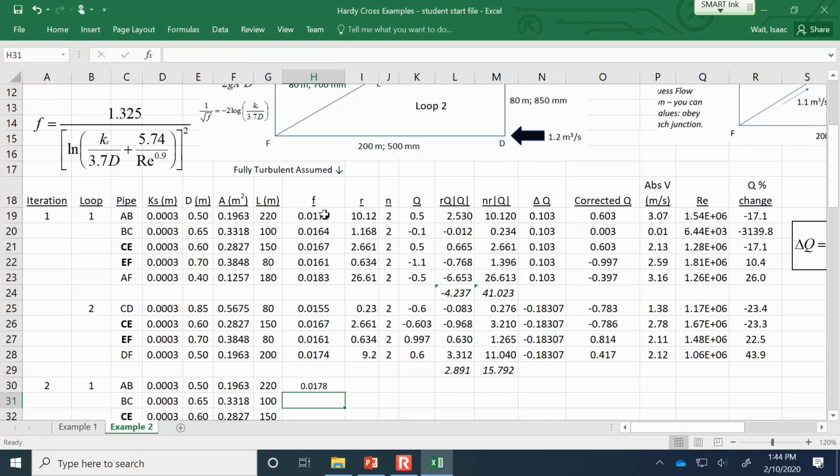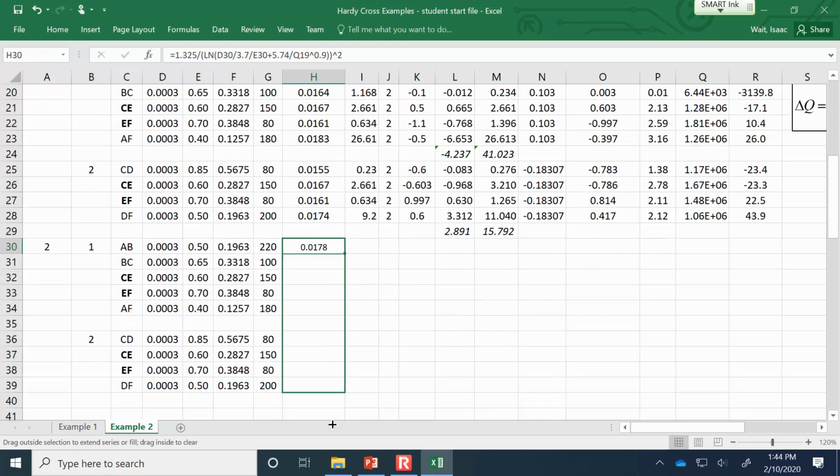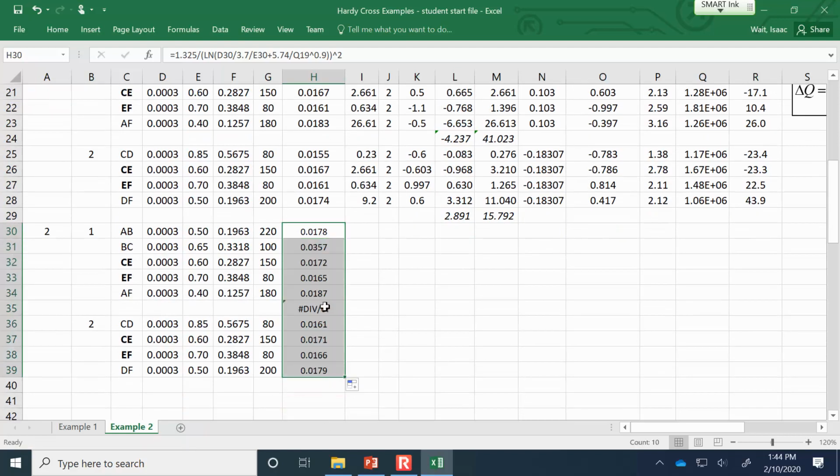Alright, so you see our initial fully turbulent flow assumption wasn't so bad. Just guessing with fully turbulent flow, we said 0.0174. 0.0178 is our updated adjusted friction factor, F value. So we can drag that down all the way and calculate all of the F values.